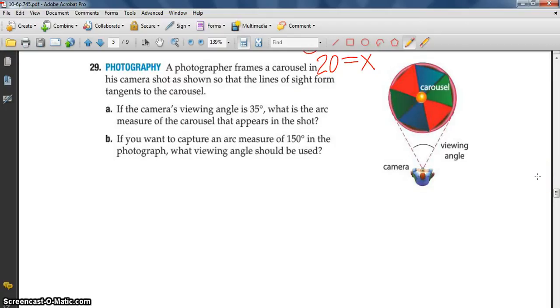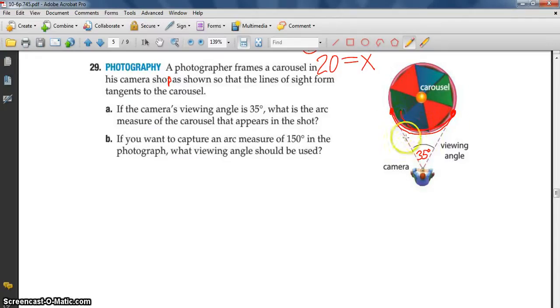A photographer frames a carousel in his camera shop, as shown, so that the lines of sight form tangents to the carousel. If the camera's viewing angle is 35 degrees, what is the arc measure of the carousel that appears in the shot? So basically we want to know this arc measure from here to here.